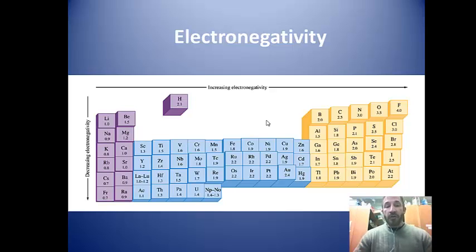Now, other trends we've learned about in this unit that have been important have been electronegativity. Remember, electronegativity applies only when you're talking about shared electrons in a bond. Remember, the most electronegative element is fluorine, oxygen is number 2, and then nitrogen is number 3.